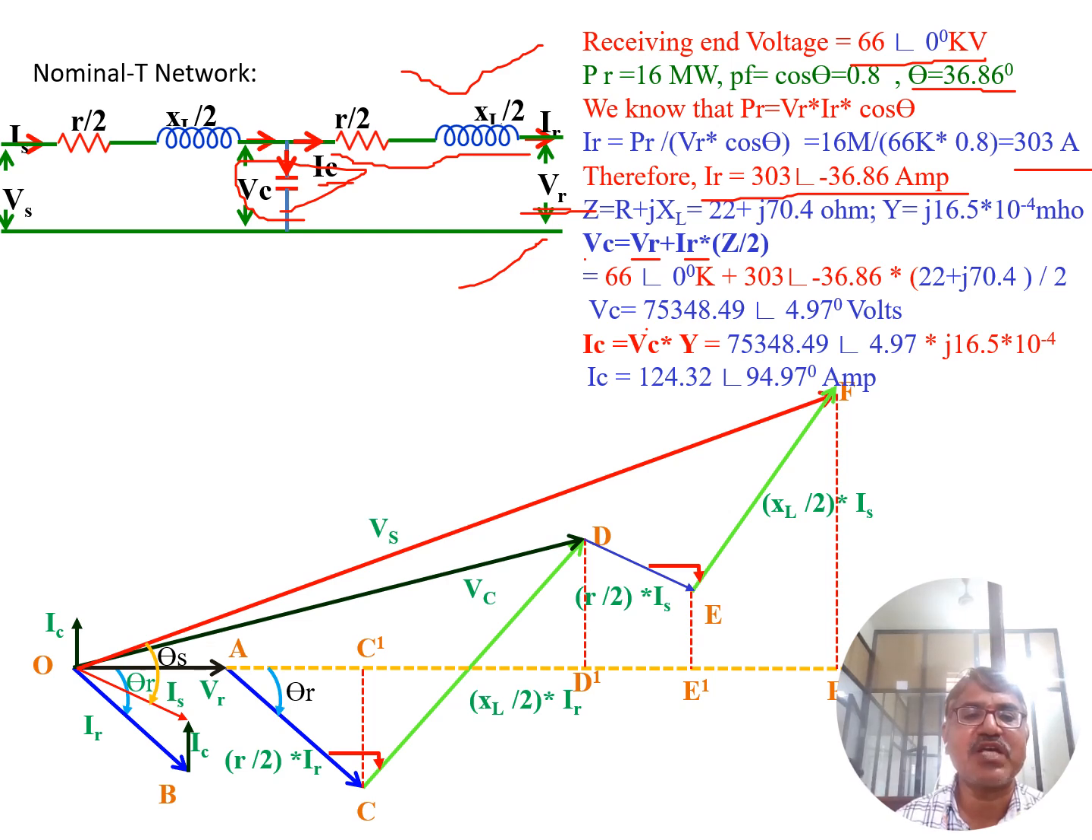Then ఇంకా ఇప్పుడు మనం ఇక్కడ VC వచ్చేసింది కాబట్టి calculate the flow of current through the capacitive admittance. What is the formula of the capacitive admittance? IC is equal to VC into Y. సో ఇప్పుడు మనకి ఏమేమి తెలుసు, VC తెలుసు, Y కూడా తెలుసు. జస్ట్ సబ్స్టిట్యూట్ ద VC అండ్ Y ఇన్ దిస్ ఫార్ములా, ఐసీలో సబ్స్టిట్యూట్ చేయండి. సో అది ఆఫ్టర్ ద క్యాలిక్యులేషన్ we will get the IC current, that is 124.32 at an angle of 94.97 degrees. Current units are amperes.